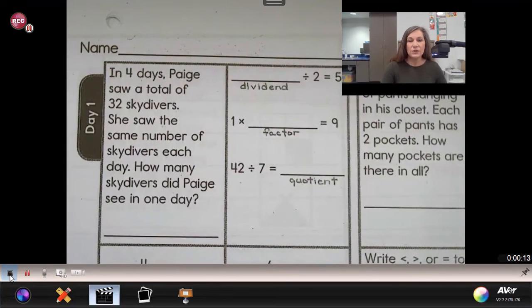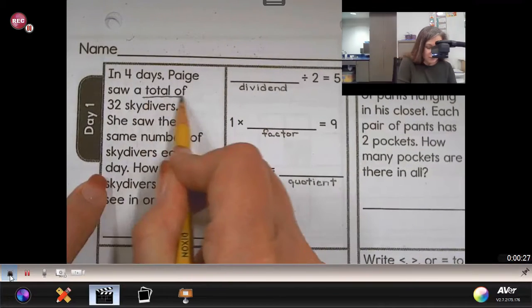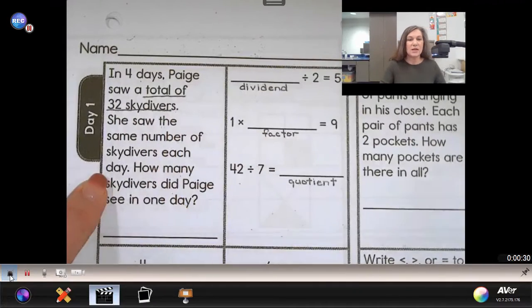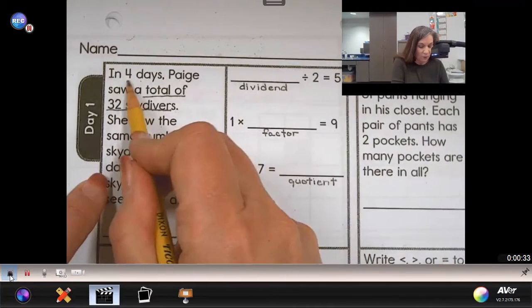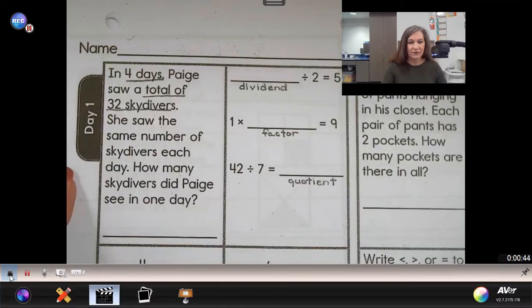So let's go ahead and start with our DMA problems. The first problem that we have is a word problem. So it says, in 4 days, Paige saw a total of 32 skydivers. Now, we already know that this is a total of 32 skydivers over 4 days. So those are the numbers that we're working with in our problem right now. It says she saw the same number of skydivers each day. How many skydivers did Paige see in just 1 day?